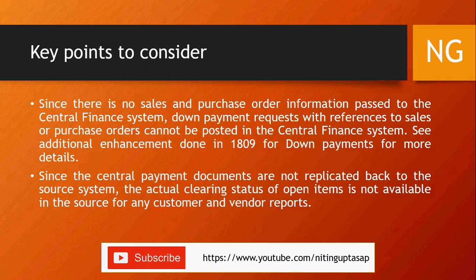So you have an invoice technically cleared in ECC and a payment released from S4, and that information doesn't come back to ECC. So the actual clearing status of open items is not available in the source for any customer or vendor. Anything you post in ECC is simply technically cleared. You don't have any real DSO or DPO available, so for that you need to rely on your S4HANA reports. So that's why it simplifies your vendor and customer line item reporting as well.